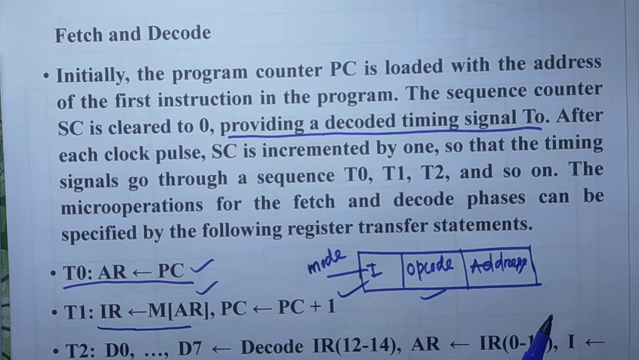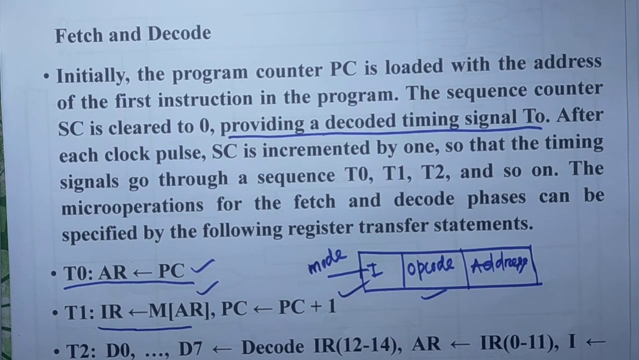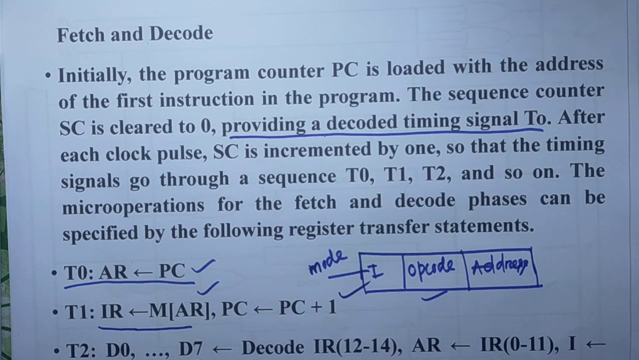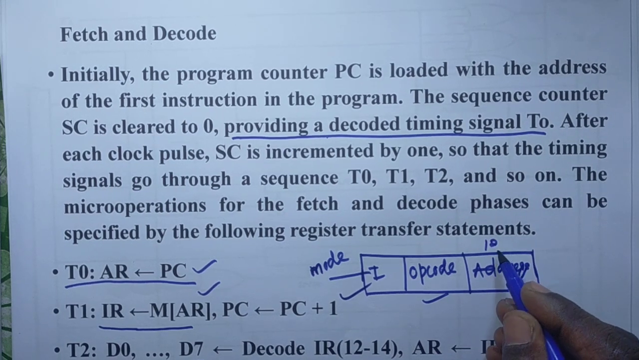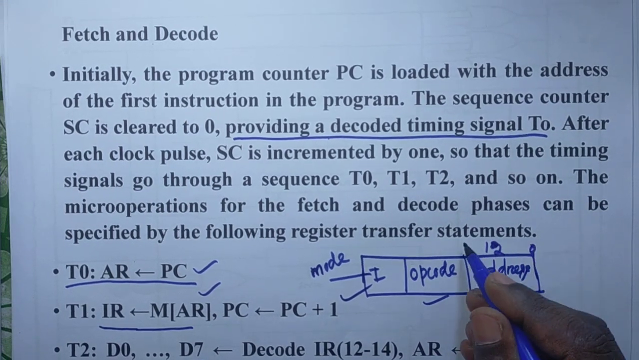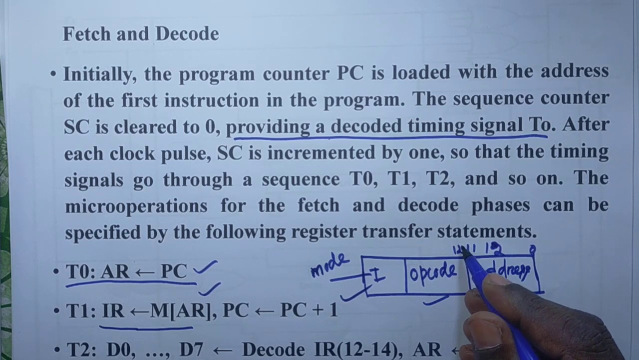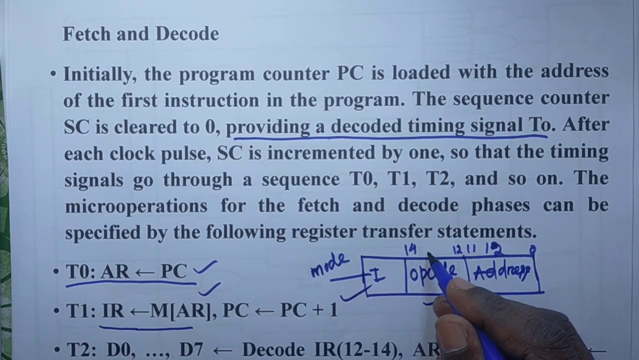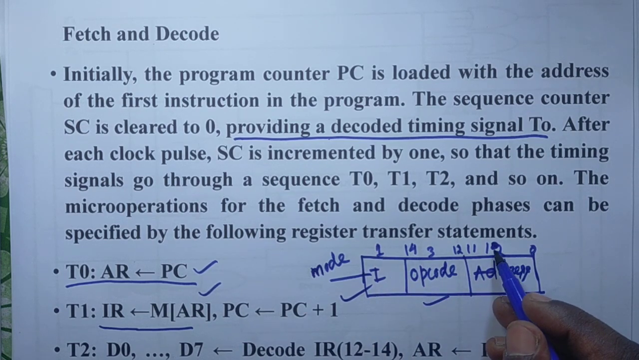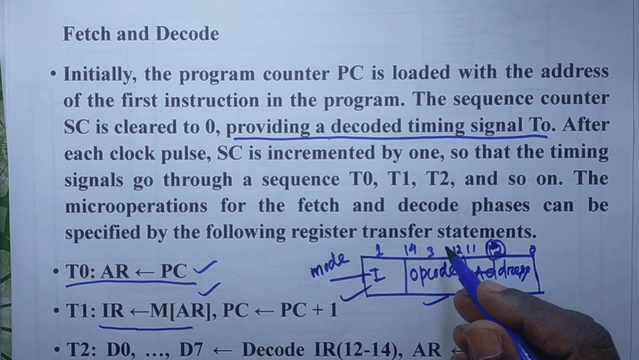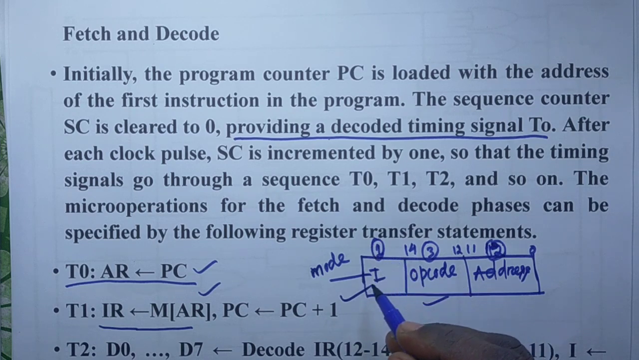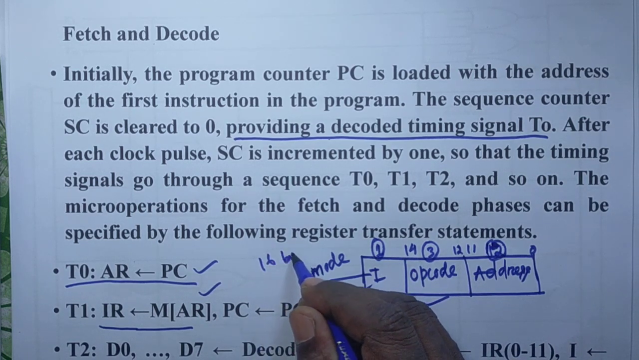Whenever we decode, you see D0 to D7 is the opcode part. Here you see 12 bits, 0 to 11, then 12 to 14 is 3 bits, and 1 bit. Total is 16 bits.